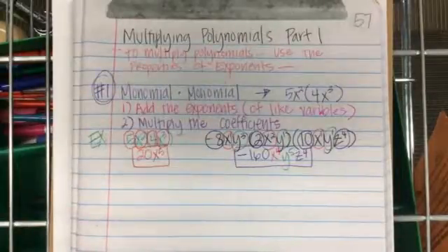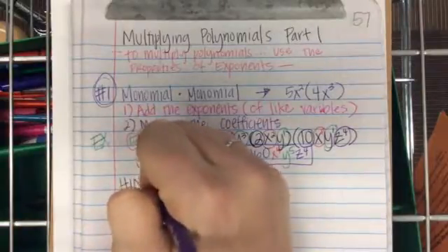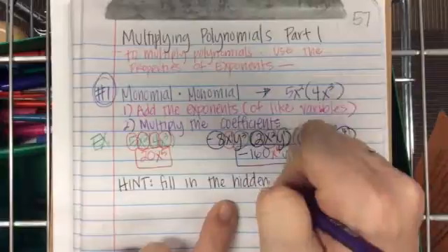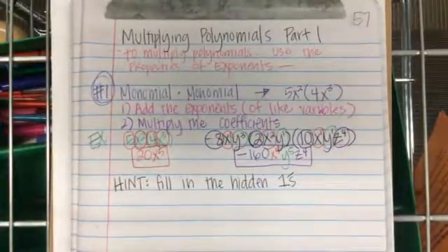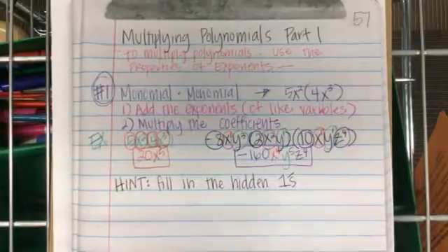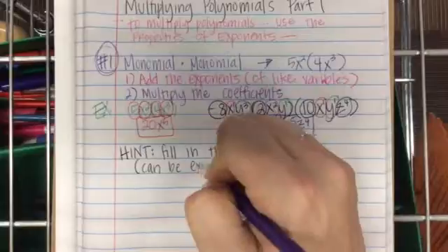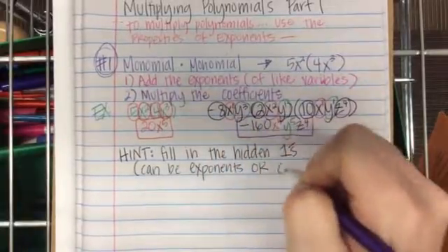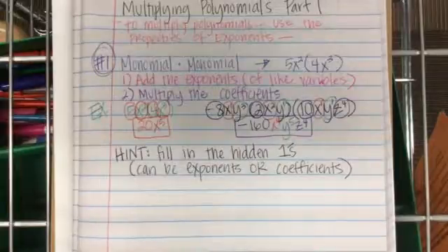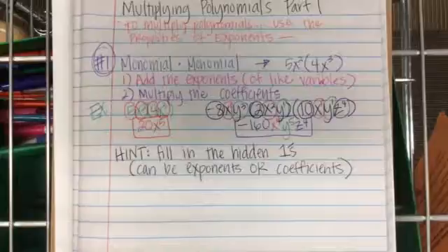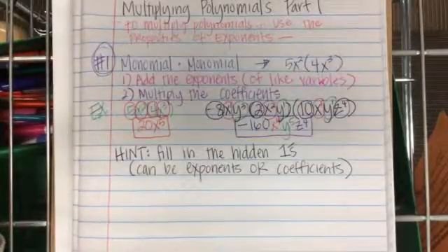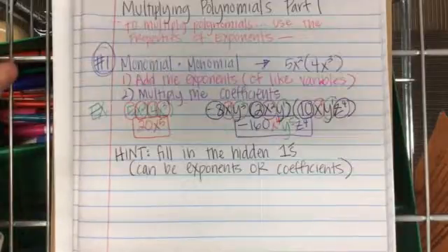So that's a monomial times a monomial. Maybe let's put a hint down here: fill in the hidden ones. That's going to help, especially in the beginning. Those hidden ones can be exponents, or they can be written as coefficients. So this right here, this is pre-algebra. This is stuff that you already did at one point in time. These are properties of exponents. Multiply the coefficients, add the exponents.